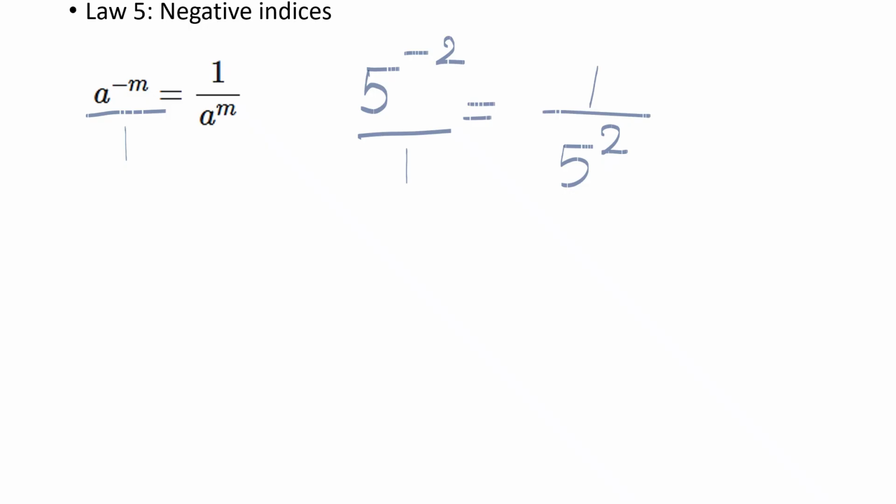Now suppose they tell you to give the answer in the form of an index, so this will be your final answer. But if they tell you to simplify this further, so what you will write, you will write 1 upon 5 to the power 2, that is square of 5 is 25. So 1 upon 25 will be your answer. Now let's see the last rule or the law.